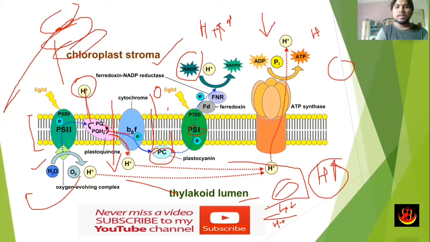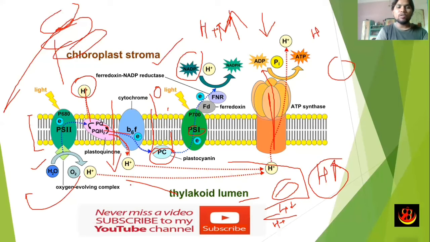Now this proton needs to pass to the stroma. It needs to come back here, otherwise it will not be balanced. An acidic condition is not good for any organelle or any cell. So these protons will only pass through this ATP synthase complex. This is a channel-like protein which allows these protons to pass from the lumen to the stroma.